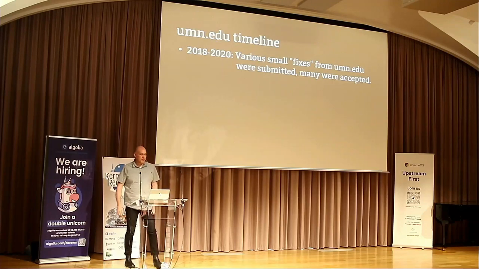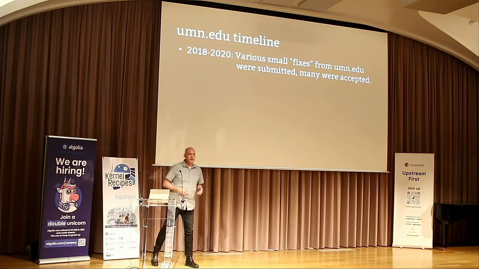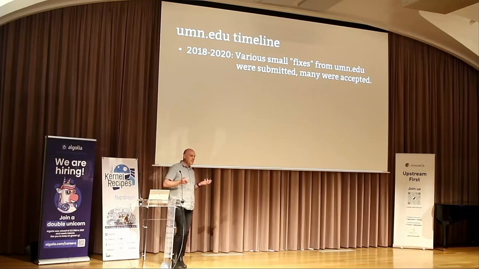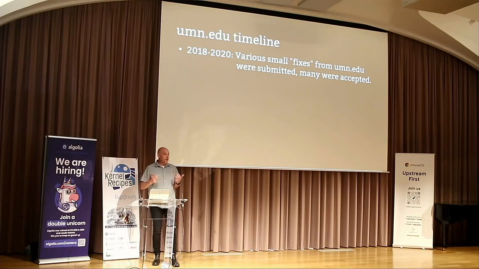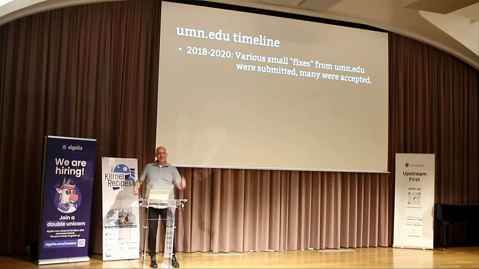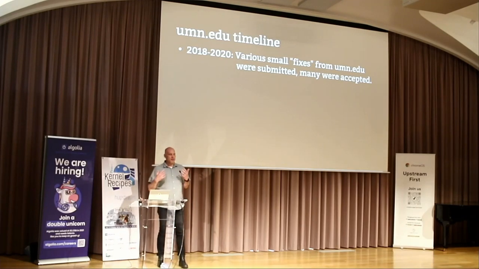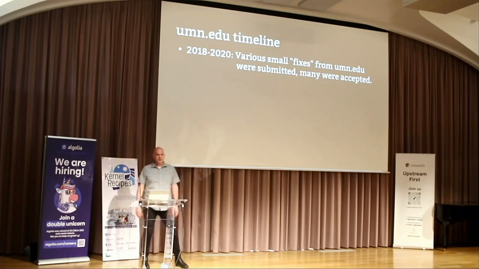So, in the beginning, 2018, 2020, various small fixes were coming from this university. This turns out to be the university that is my boss's alumni, and there are also alumni of a number of kernel developers who have gone to the school. So this isn't unique to this school. This is unique to a number of people at that school. This isn't systemic for that. Oh, and please heckle and ask questions during this. So it's more fun that way.